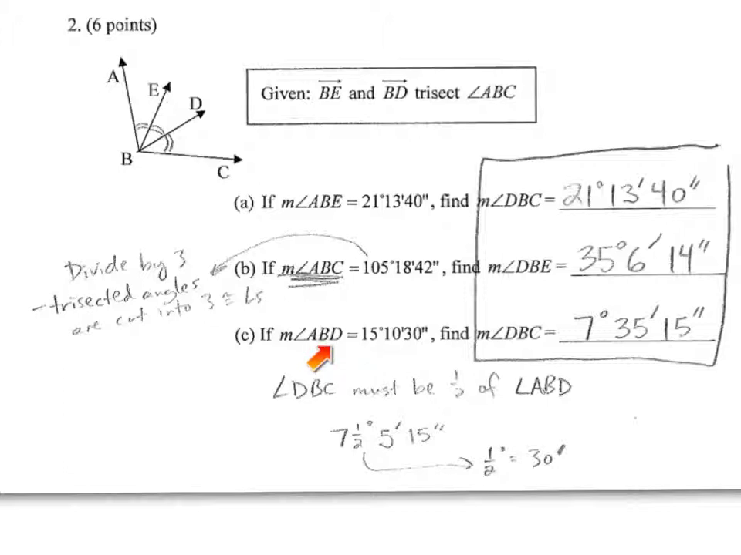Last piece, part C. They give us the measure of ABD, and be careful because the measure of ABD actually occupies 2/3 or 2 slices of this angle ABC. So as a result, if we're going to be looking for the measure of DBC, which, as we stated earlier, is 1/3 of the total measure, then we'll need to cut this measurement in half. And you'll notice there's a little bit of converting that we do too, because half of 15 is 7.5, so we have half of an angle to convert. And so when everything's said and done, we've got 7 degrees, 35 minutes, and 15 seconds.